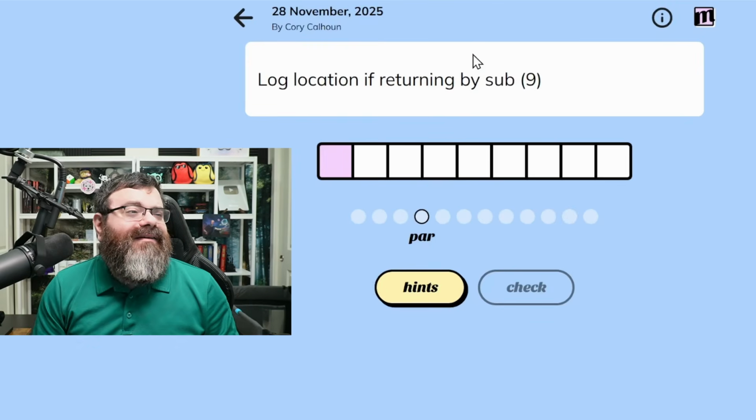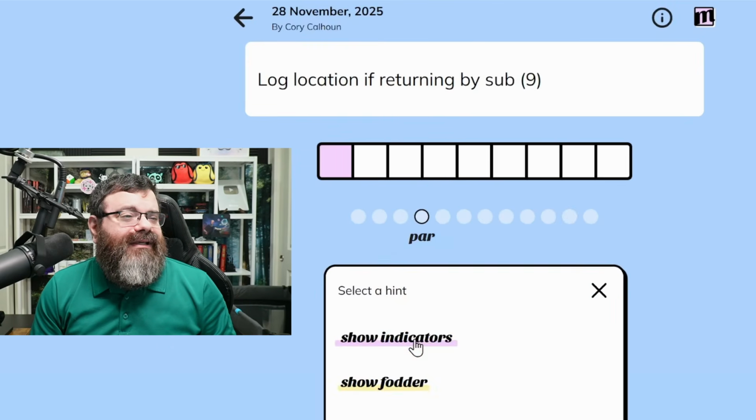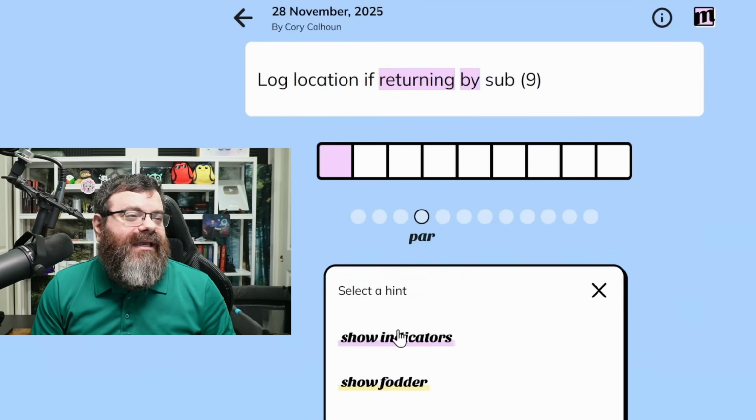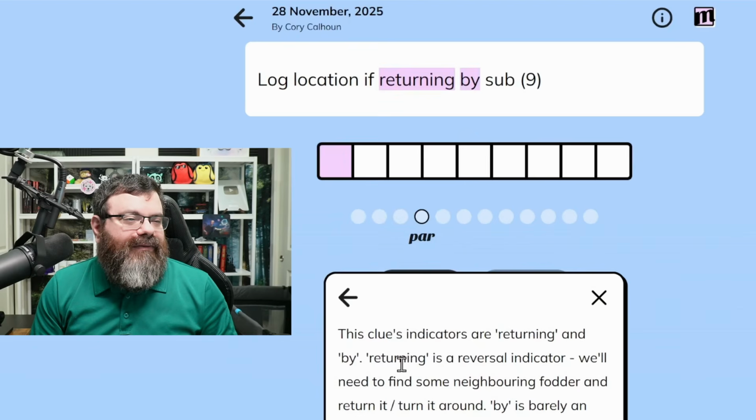I think I need the indicator hint today. I'm not sure what's going on here, so I don't read it right away. I just want to see what the indicators are, and then I'll read it if I have to. So returning and by. My initial instinct feels like it is right: returning being a reversal indicator, and then by meaning next to. Unfortunately, I already thought about this, so I'm going to read the indicator hint to make sure I'm right about that.